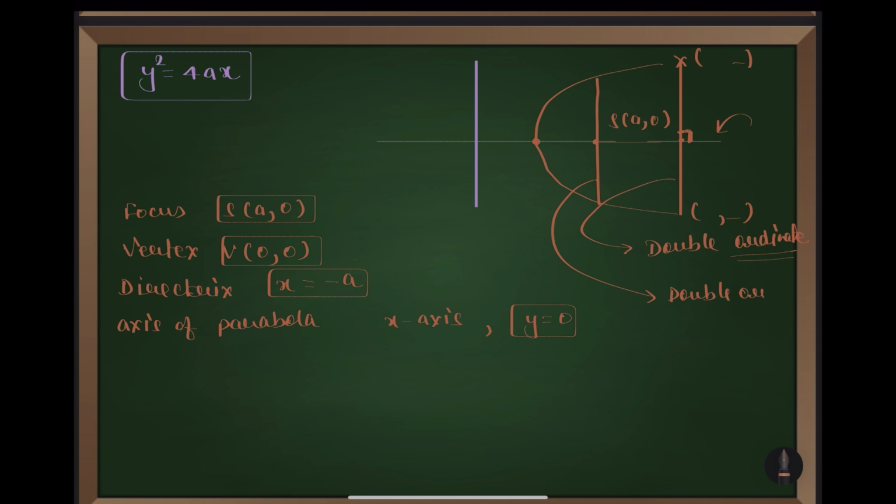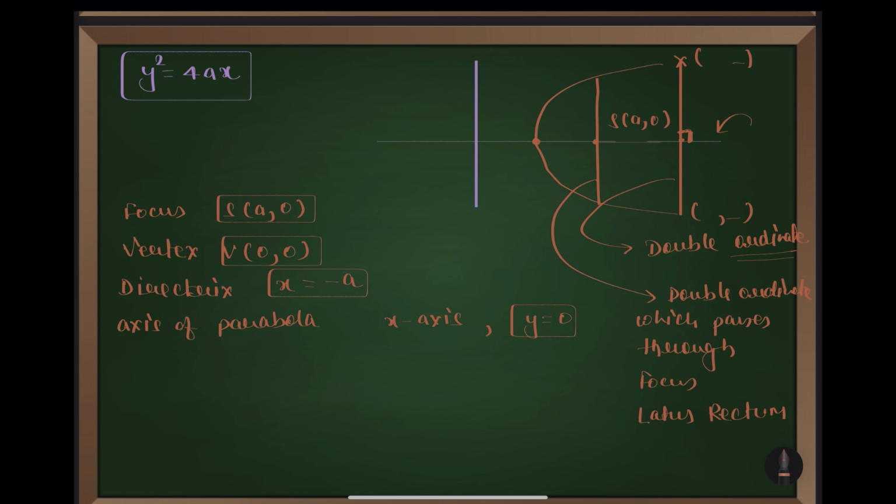Double ordinate which passes through focus. Okay, we used to call it as latus rectum. So this is called latus rectum.